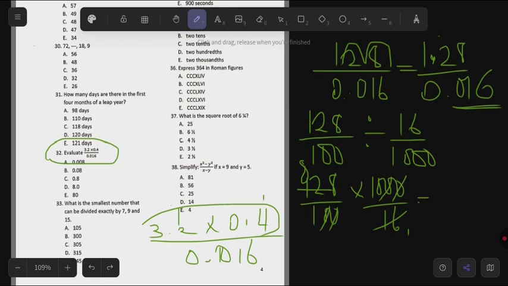8 times 10 will give me what? 80. So 80 is the correct answer to this question. That is option what? E. Thank you.